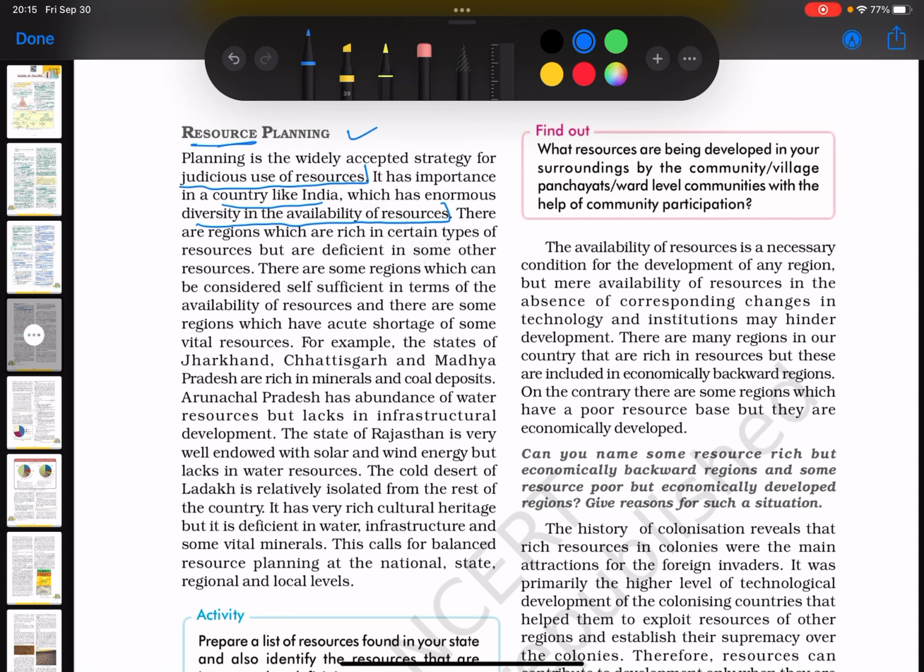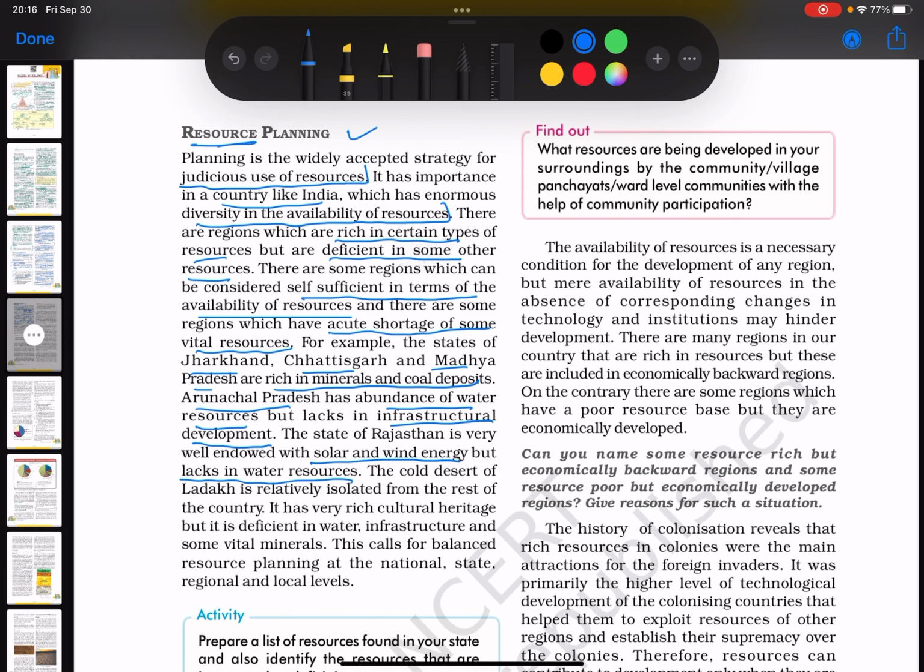So there are regions which are rich in certain types of resources but are deficient in some others. Then there are some regions which can be considered self sufficient in terms of the availability of resources, and then there are some regions which have an acute shortage of some vital resources. If you look at examples of all this diversity, the states of Jharkhand, Chhattisgarh and Madhya Pradesh are rich in minerals and coal deposits, whereas Arunachal Pradesh has an abundance of water resources but lacks infrastructural development. On the other hand, the state of Rajasthan is very well endowed with solar and wind energy, but it lacks significantly in water resources.